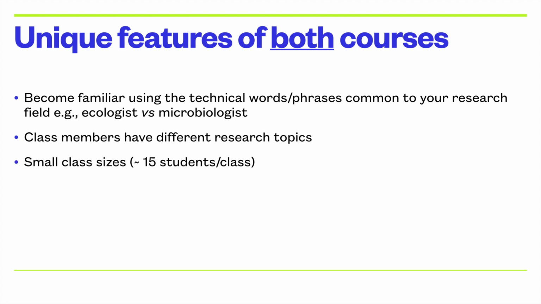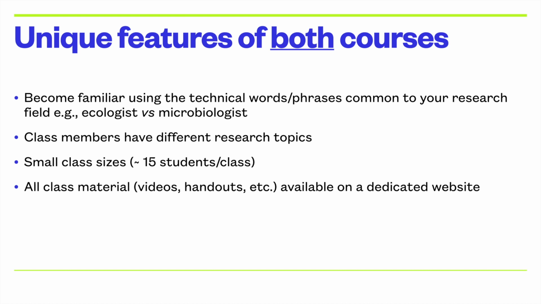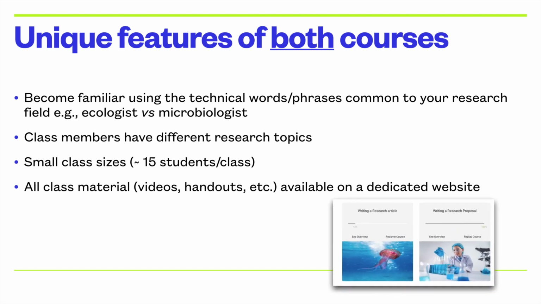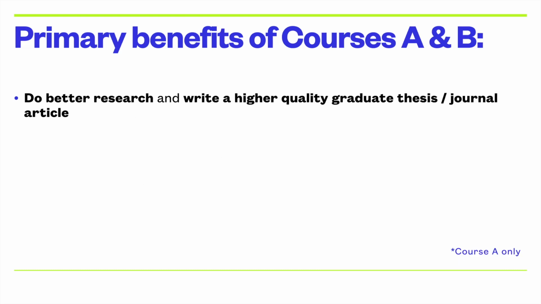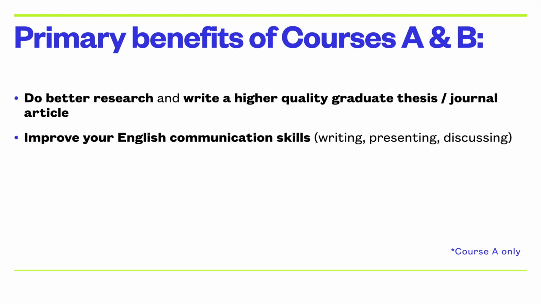Most classes have only about 15 students, and all class materials such as videos and handouts are available on a dedicated website. You will have access to this website from week 1. The primary benefits of courses A and B are to do better research and write a higher quality graduate thesis and/or journal article, and improve your English communication skills.